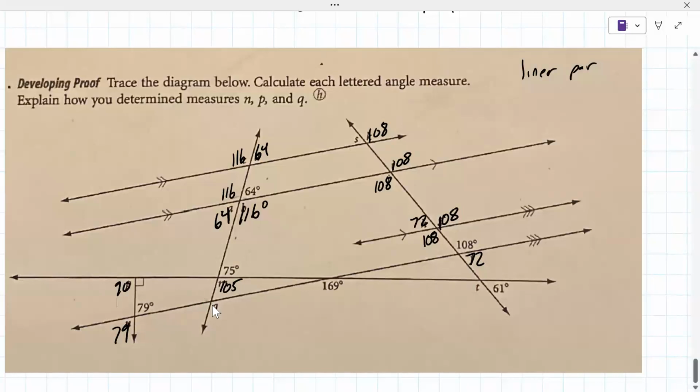Q would be really nice to know something else. So you know this angle in here that I'm pointing at? 75. So this is maybe not where you're at in the course, but these four angles add up to 360. So 90 plus 79 plus 75 gets you toward 360. So we can figure out this missing angle, and that'll allow us to find Q if we wanted, which we don't need. T you find by adding it to 61, S you find by adding to 108, both cases to get to 180.